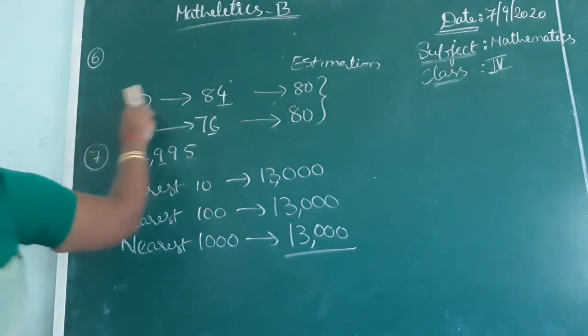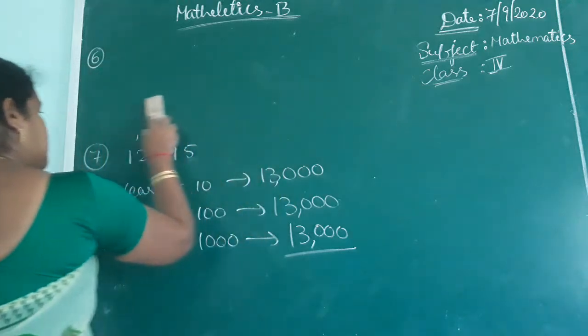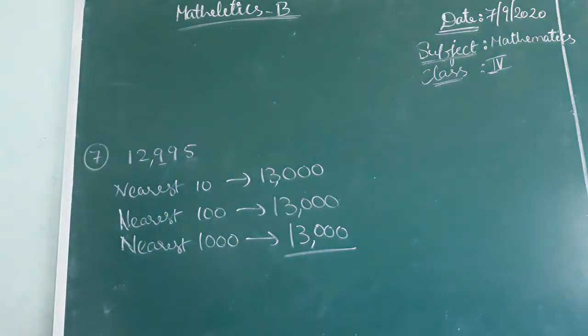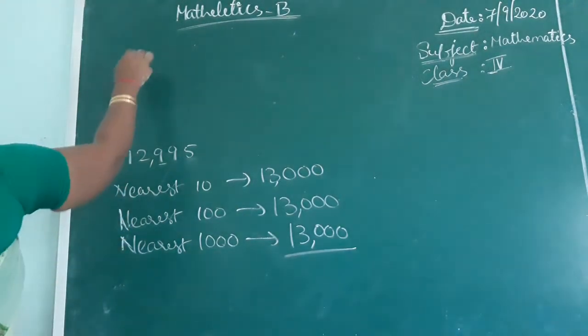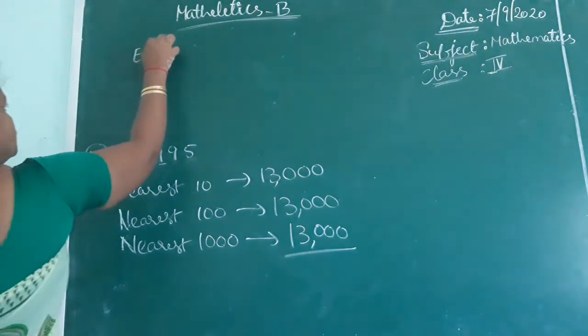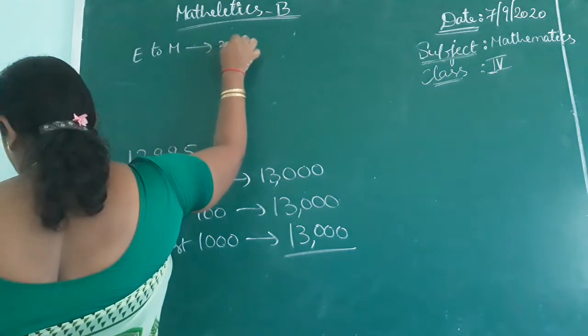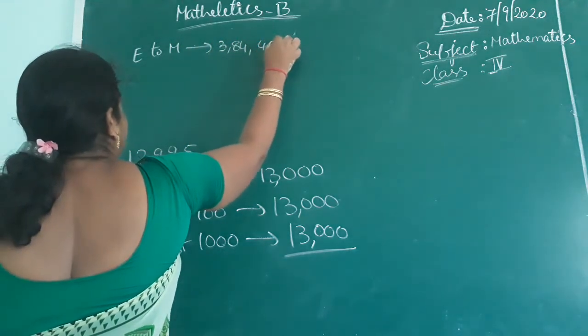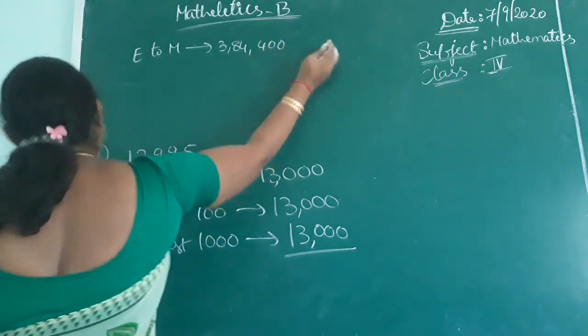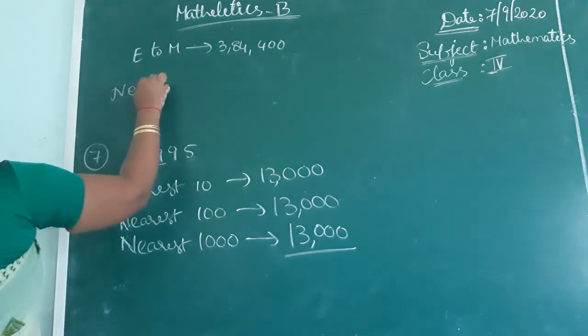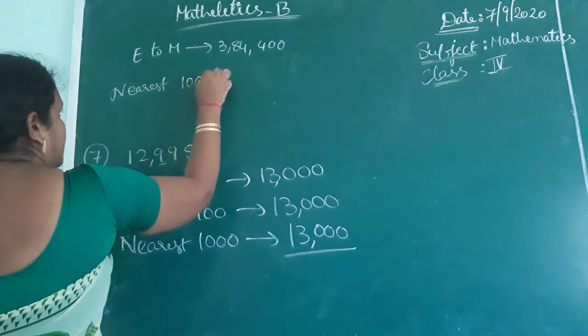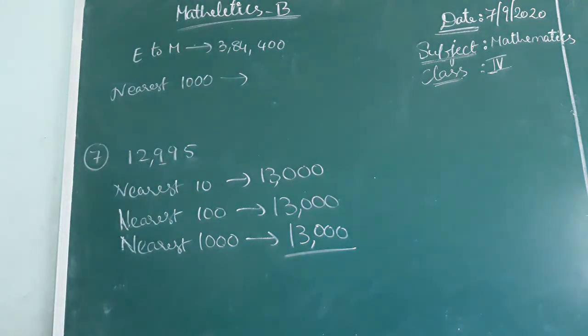Next one. They have given the distance from earth to moon, 3,84,400. They are asking what is the nearest 1000 of that number. Nearest 1000 of that number.